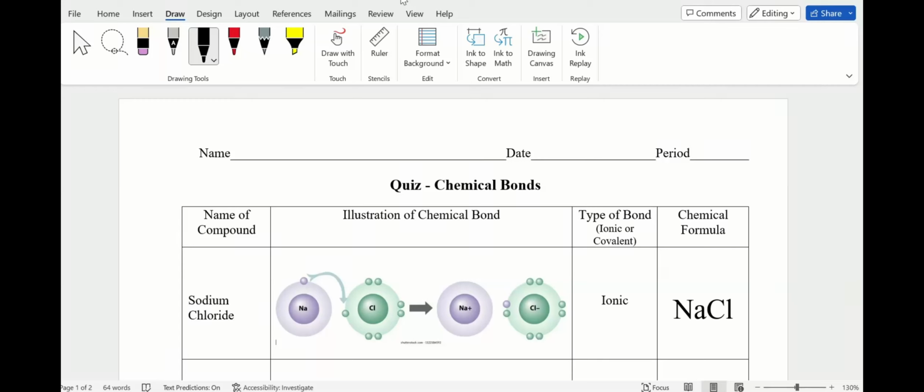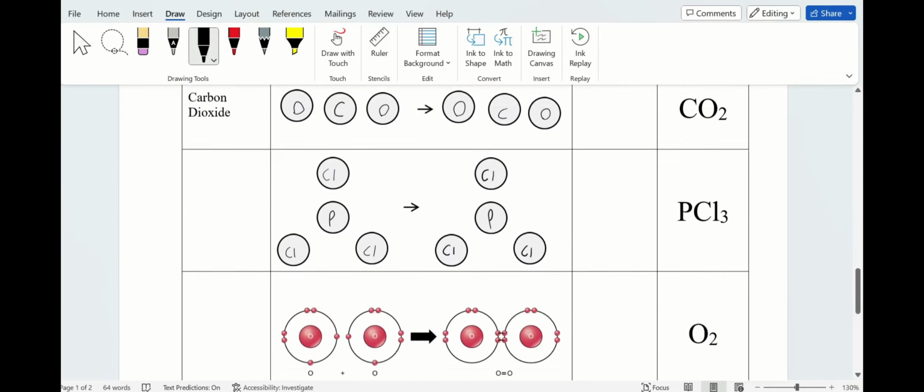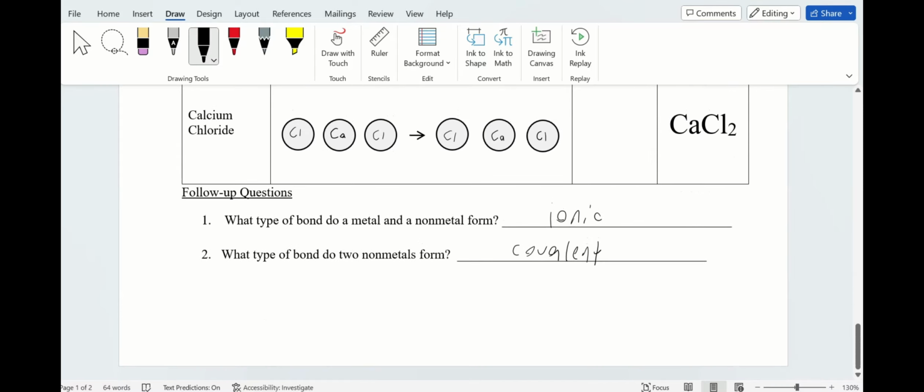How's it going, folks? I want to take a little bit of time to go over your recent quiz on chemical bonds. Before we get started, something that's going to help clarify a lot of these questions as we go through them is actually the follow-up questions at the very end of the quiz. So I'm going to scroll down here a little bit.